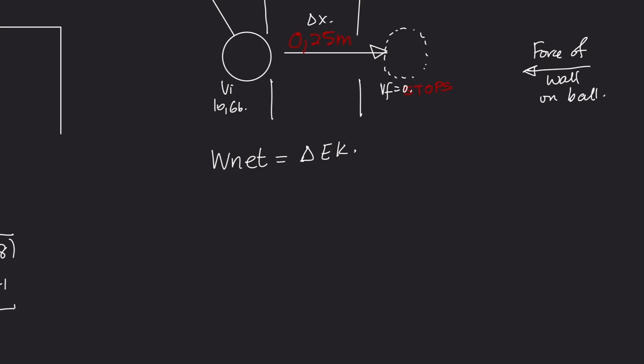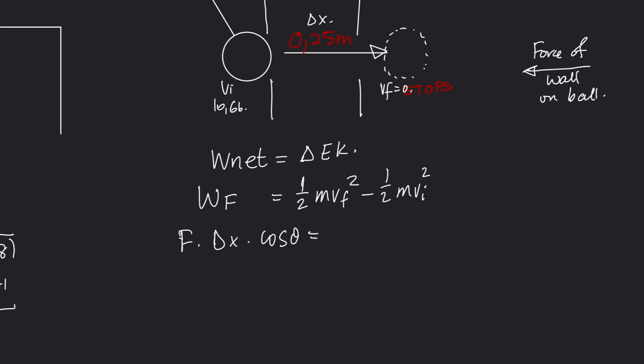So W net is going to equal the work done by this force, and that's going to equal half mv squared final minus half mv squared initial. Now this work is the force times delta x times cos theta. That's equal to half mv squared final minus half mv squared initial.